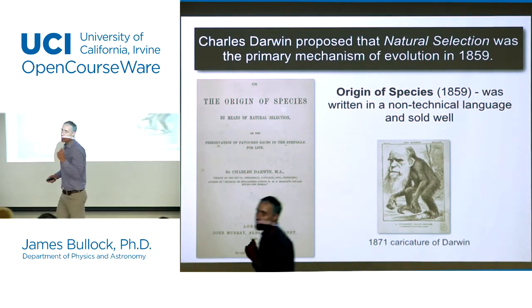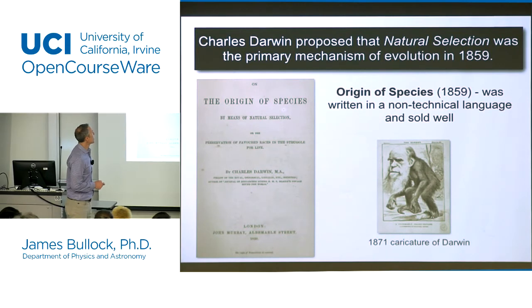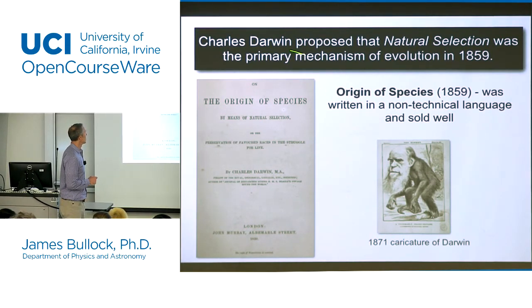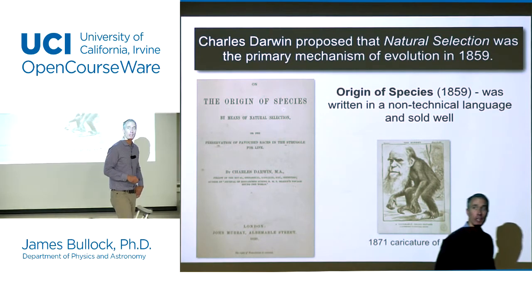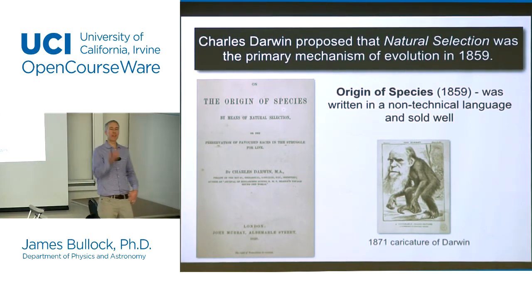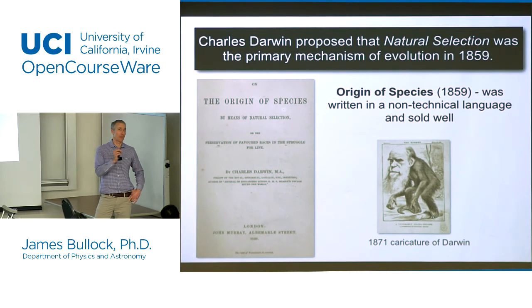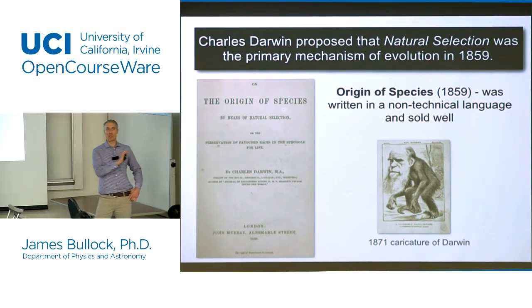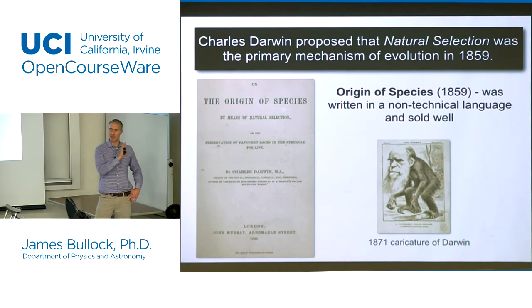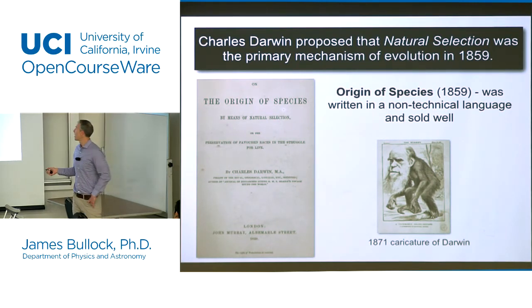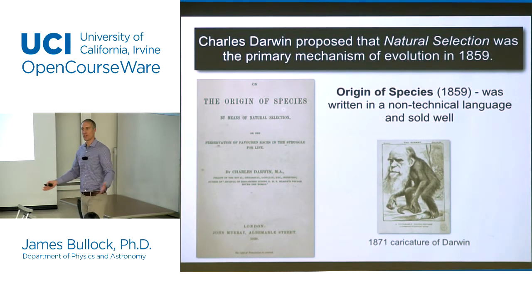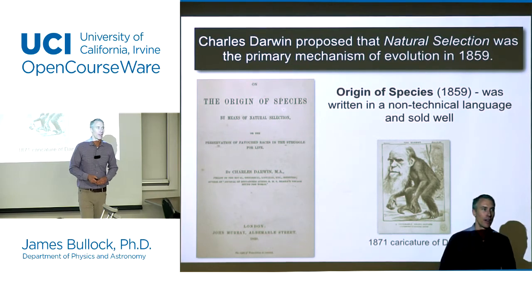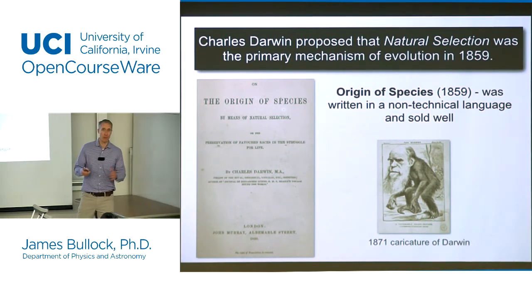But the key insight that Charles Darwin had was that natural selection was the primary mechanism for evolution. Now, this book that he wrote, Origin of Species, in 1859, was incredibly influential because he wrote it in a way that people could read. This is different than Principia Mathematica, by the way. Reading Principia, you basically have to be a professional physicist to follow it. It's incredible the stuff he was doing there. But Darwin wrote this really nice book that's easy to read, and it sold very well and was incredibly influential.